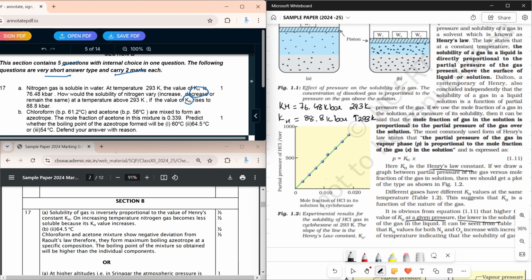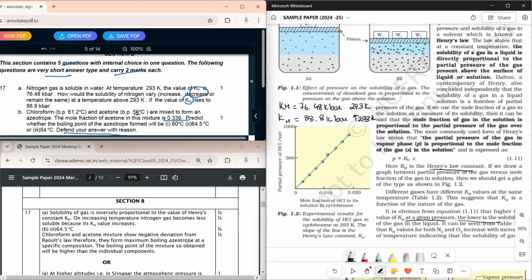The second question over here is: chloroform, boiling point 61.2 degrees Celsius, and acetone, boiling point 56 degrees Celsius, are mixed to form an azeotrope. The mole fraction of acetone in this mixture is 0.339. Predict the boiling point of the azeotrope formed, and we have to defend our answer.